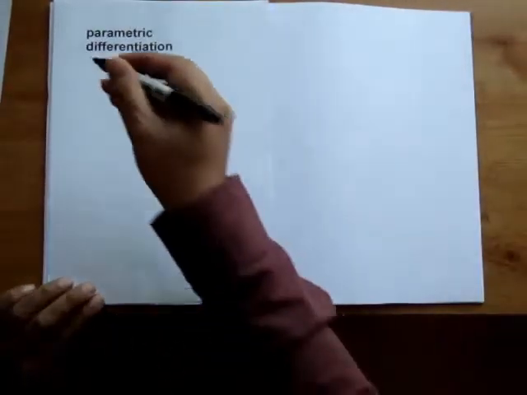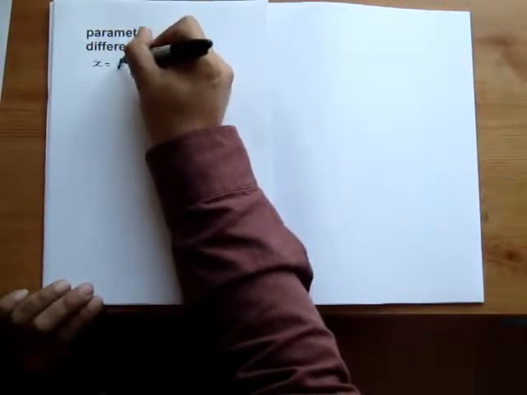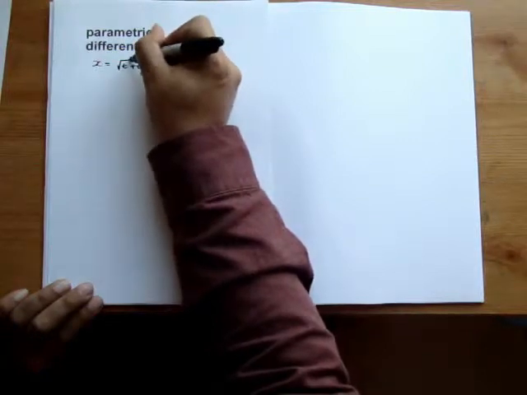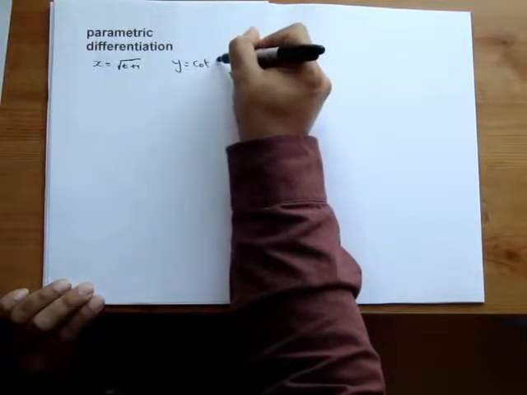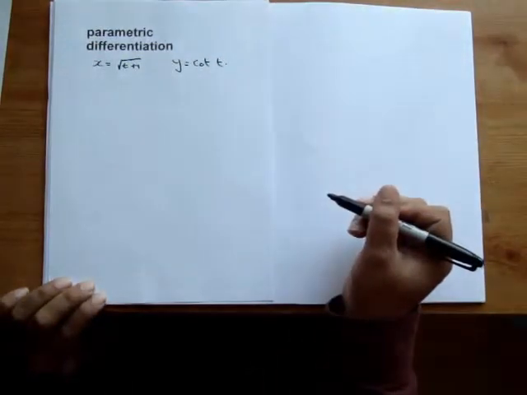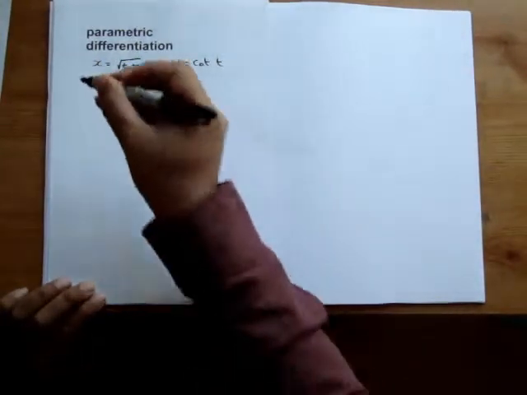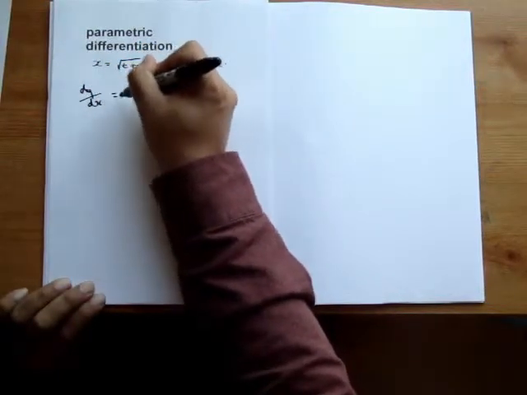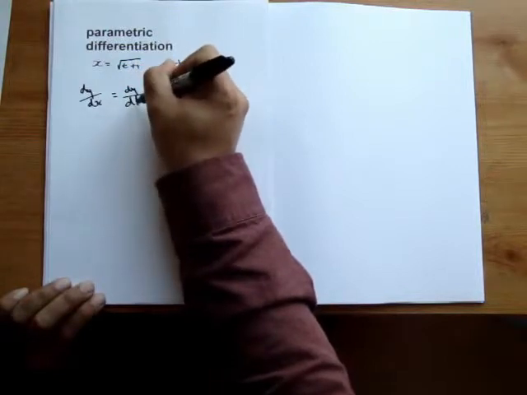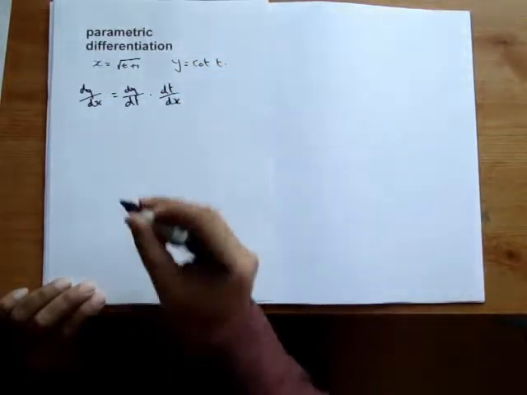Okay, now let's have a look at parametric differentiation. If we consider the two equations x equals square root of t plus 1 and y equals cotangent t. Cast our minds back to the chain rule. dy over dx equals dy over dt multiplied by dt by dx. That's the chain rule.